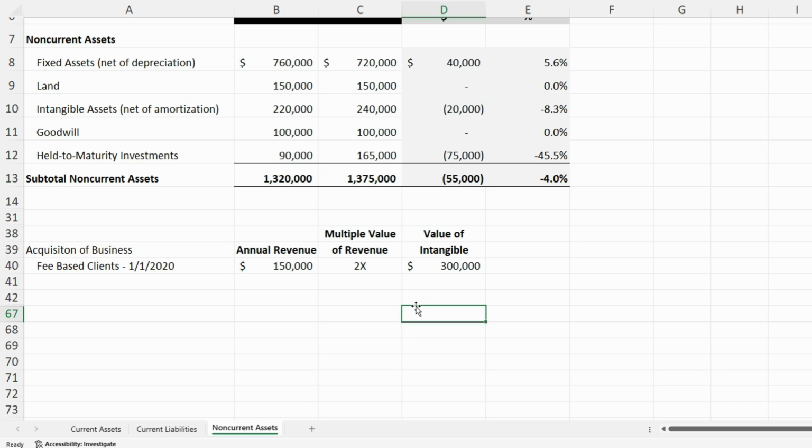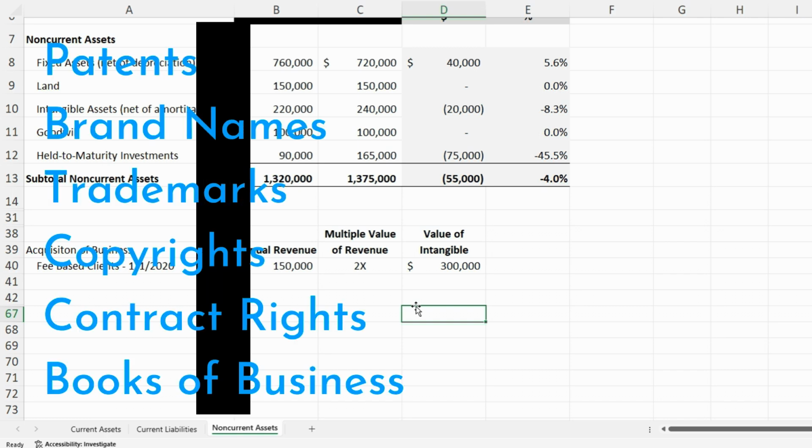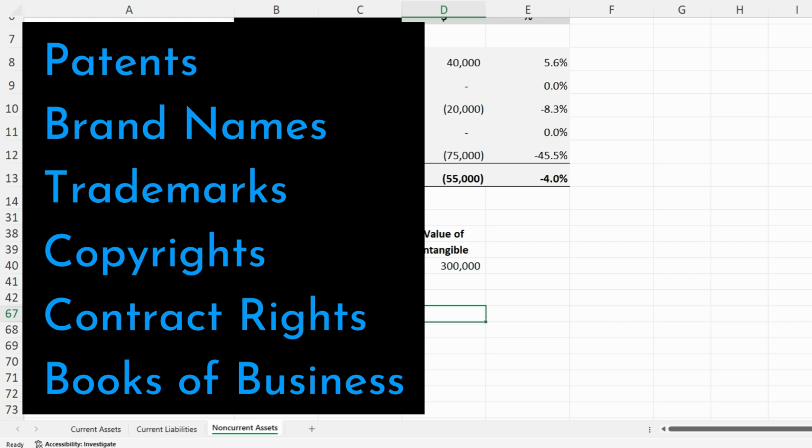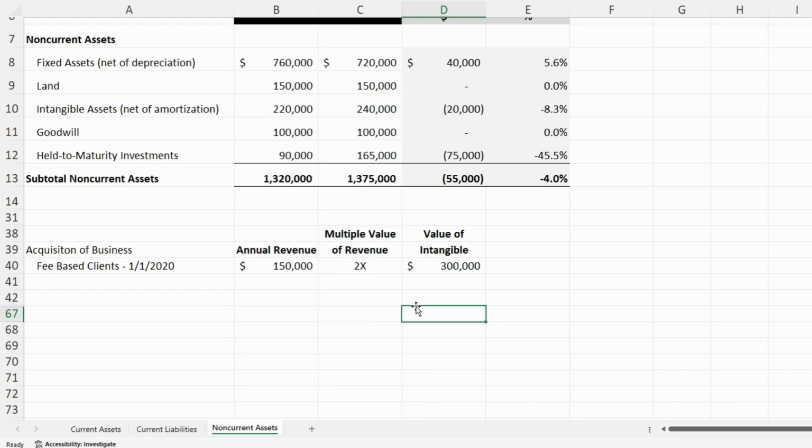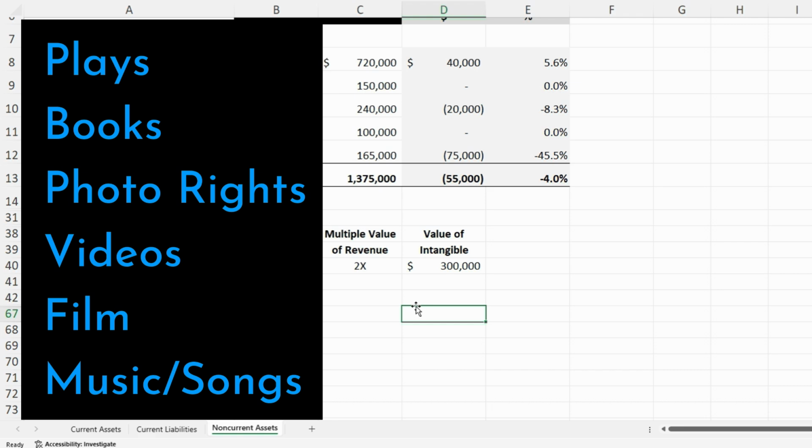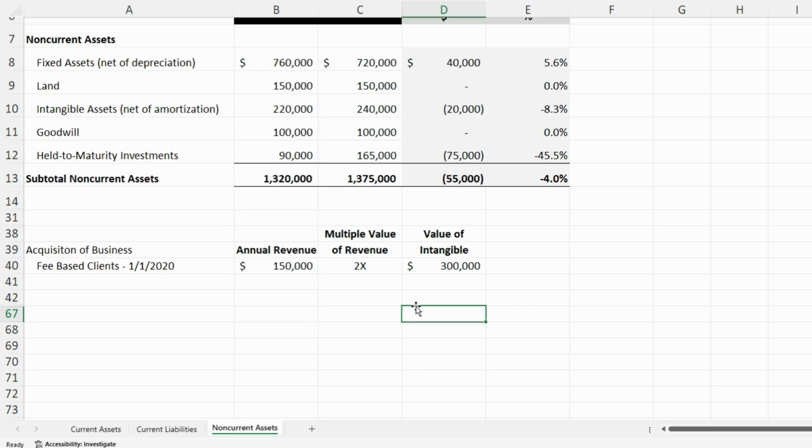Our third category is intangible assets. These are assets that will have future economic value, but they're not physical. They're not tangible assets like fixed assets or land are. These are going to be items like patents, brand names, trademarks, copyrights, contract rights. You might have intangibles from business combinations where you buy a business and you are buying a book of business. There could be items related to artistic intangibles where you have a play or a book. Maybe you have a photo or a video or music. These are all intangible assets that you will have on the balance sheet.